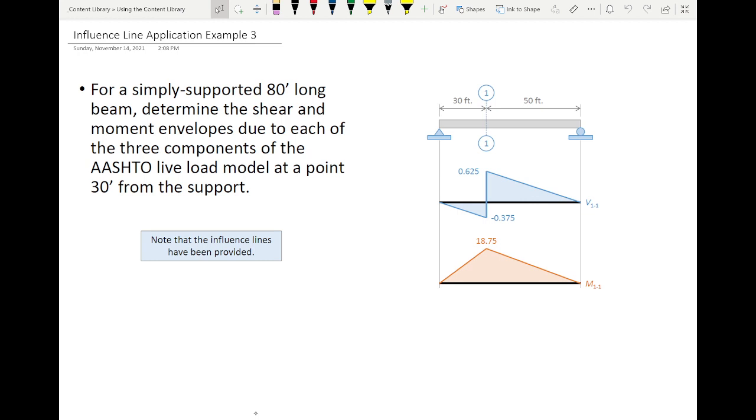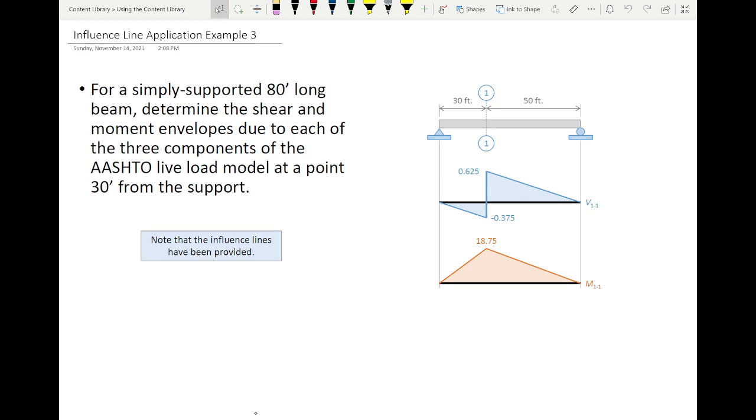And so we'll have the lane, the tandem, and the truck. And then we're going to have a series of different answers. So we'll say the maximum positive shear, the maximum negative shear, the maximum positive moment, and the maximum negative moment. This is going to be in kips. This is going to be in foot-kips. Does that make sense?